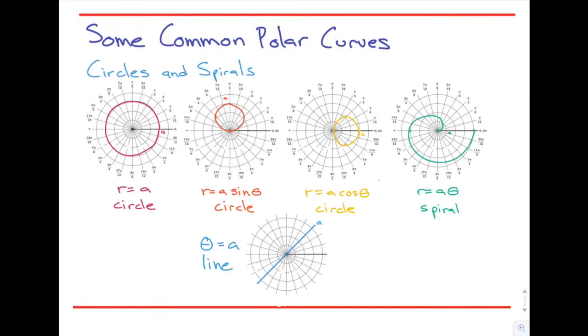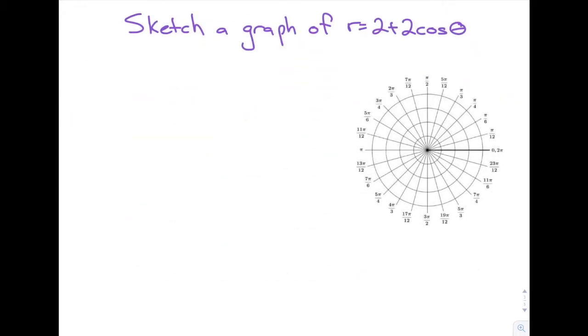So again, just remembering that first thing we've got to do is measure out the angle theta, plug that into our function to get r out. So r is a function of theta. So let's sketch a graph of r equals 2 plus 2 cosine theta. For this one, we'll maybe take a slightly different approach.